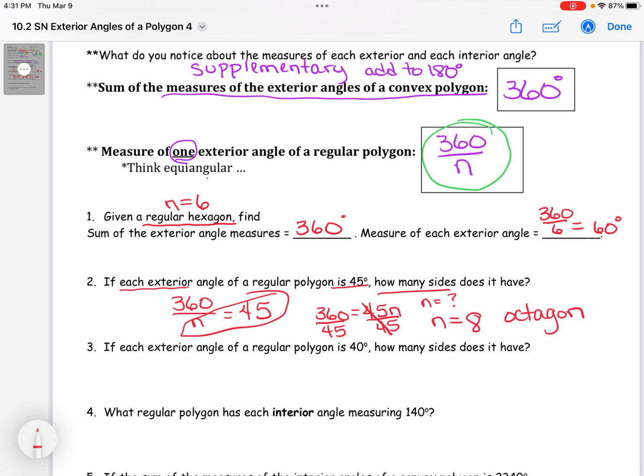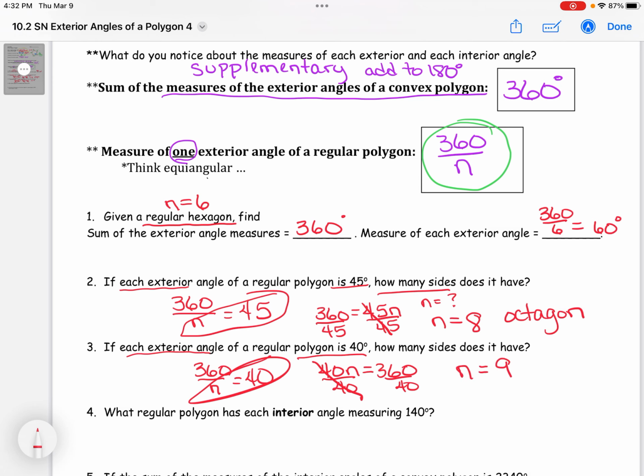Okay. Now we have a different one. Still exterior angles, but what if the angles are 40 degrees? So we should have more sides as the angle gets smaller. Let's see if that works. So we have 360 over n equals 40 this time. So we're going to cross multiply. 40n equals 360. Divide by 40. N equals 9. And 9 sides would make a nonagon.